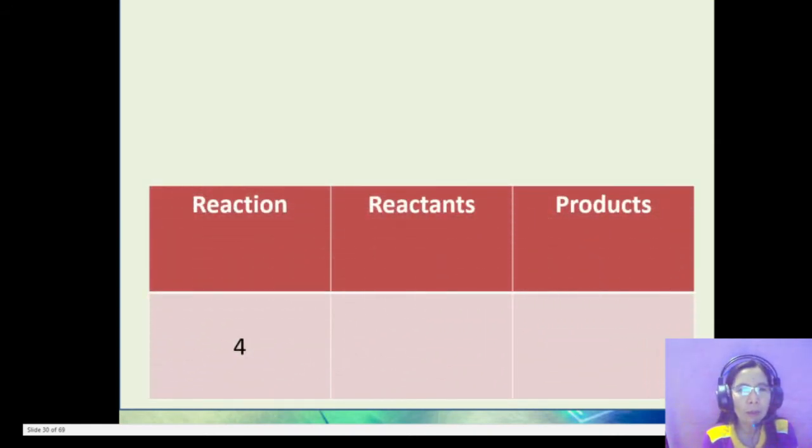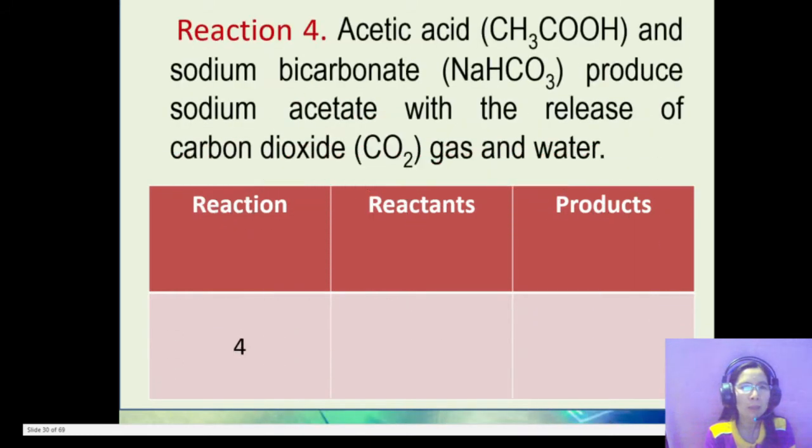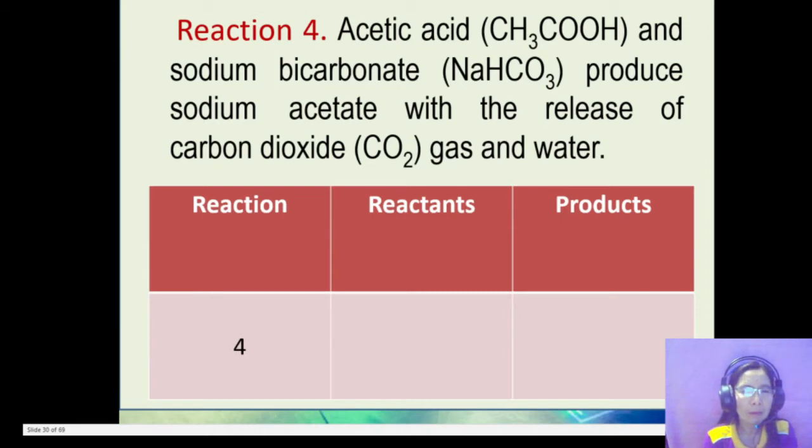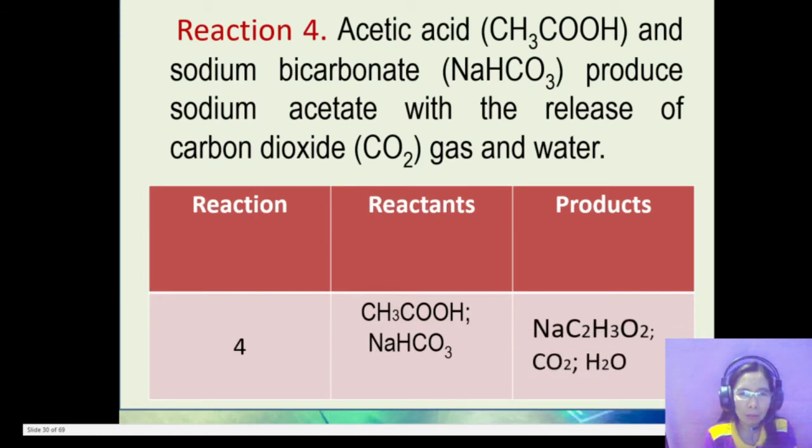Same instruction. You are going to write down the reactants and products for reaction number 4. 2 seconds starts now. Okay, time is up. What are your answers? Very good. You have 2 reactants, namely acetic acid and sodium bicarbonate. How about the products? You got it. There are 3 products in reaction number 4, namely sodium acetate, carbon dioxide, and water. Very good. Most of you got the correct answer.